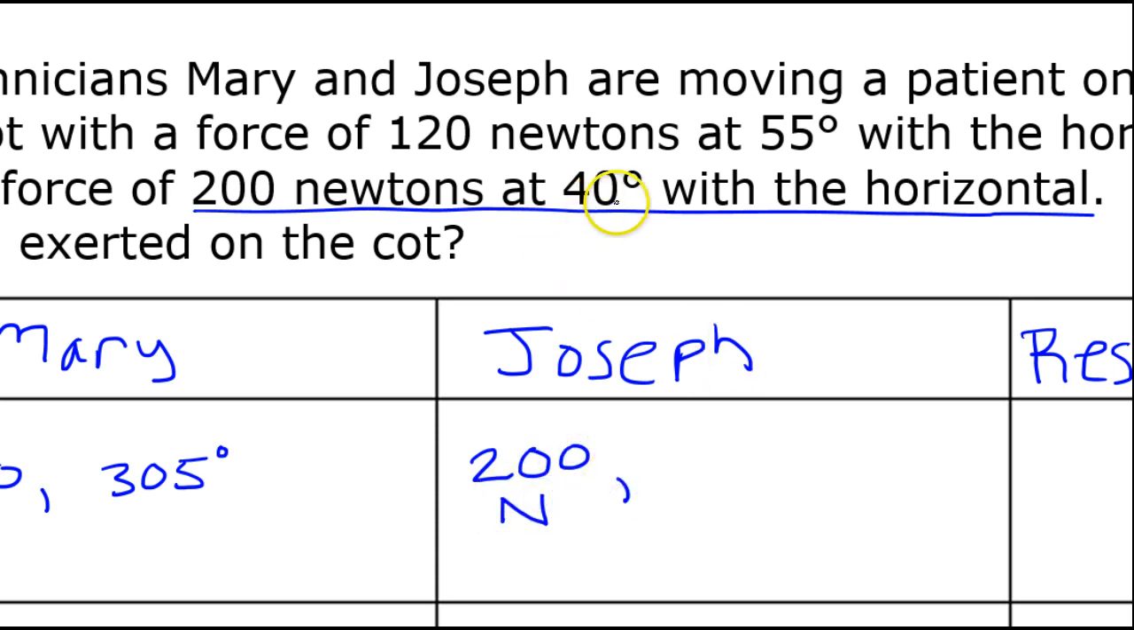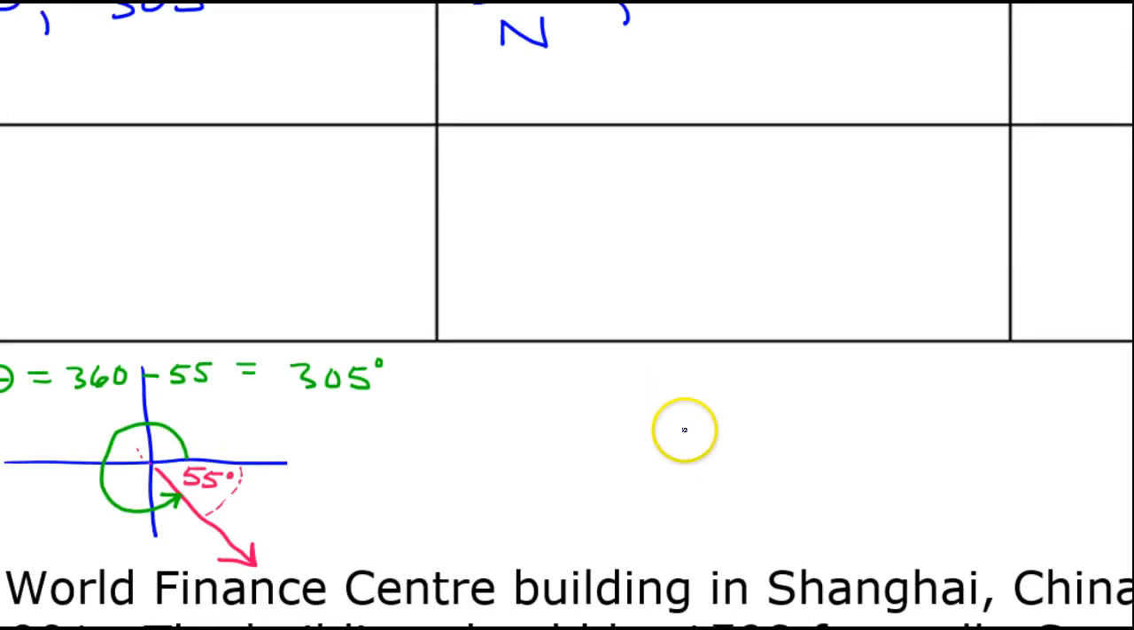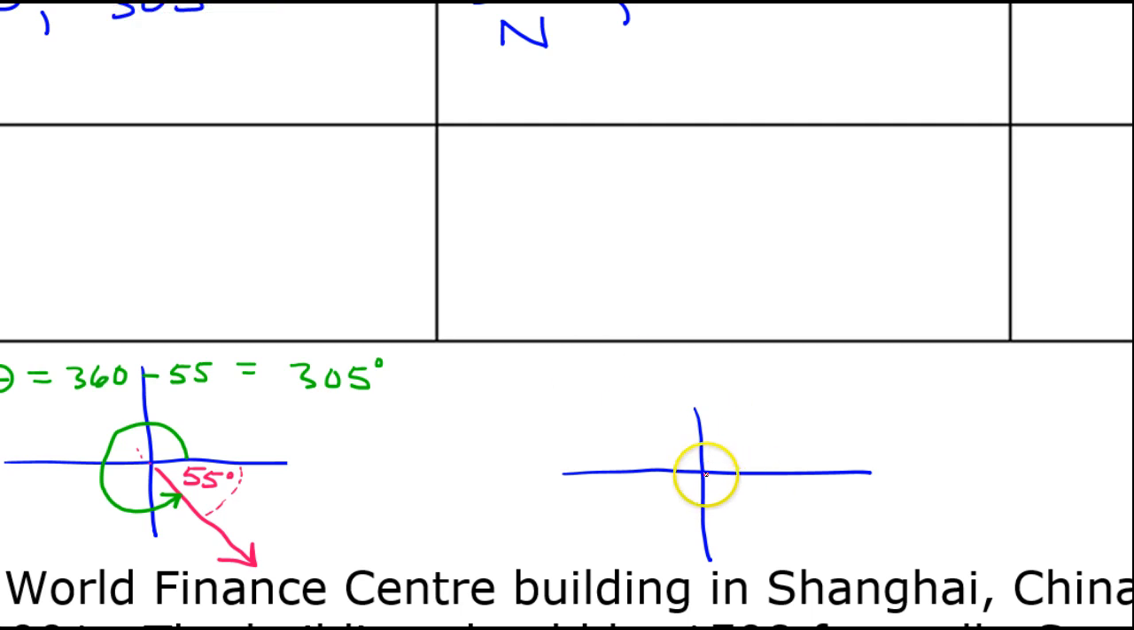Now the direction we're going to get from the 40 degrees with the horizontal. So the direction will not be 40 degrees, just like it was not 55 degrees for Mary. We'll have to do a diagram and figure it out. So Joseph is pulling at a 40 degree angle with the horizontal. So that would be like this. So this is the 40 degrees.